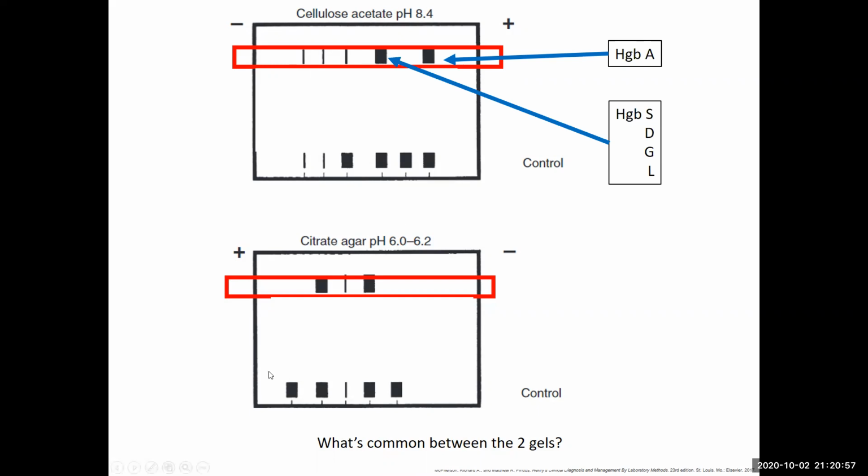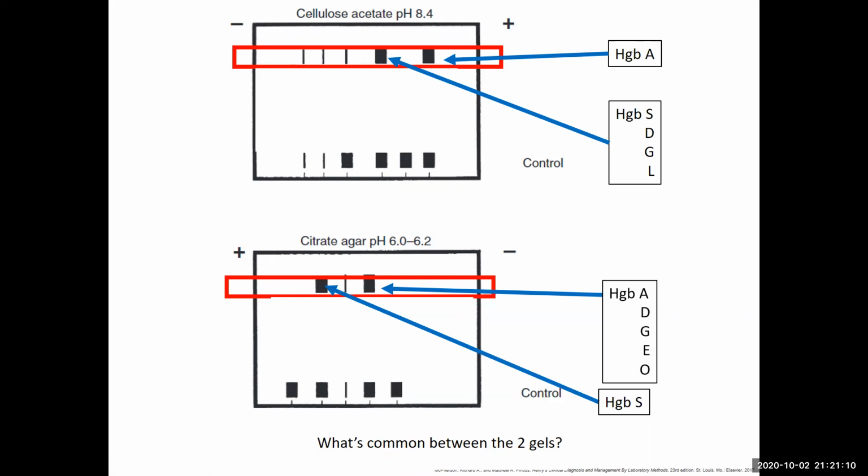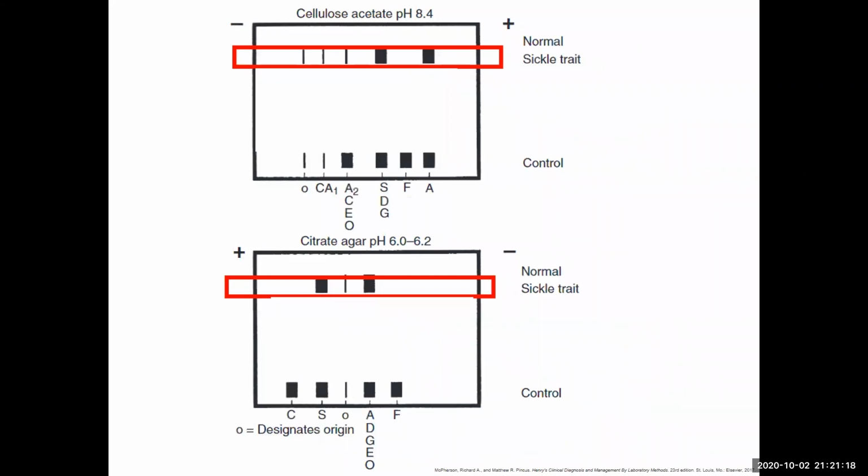And then when you look at the second gel, it's Caesar salad out, Asian food. So this one is S, hemoglobin S. And then the second one has all these mnemonics. So you have to see what is common between the two gels. So the top one is hemoglobin A by itself. The second one is hemoglobin S by itself. So this one's kind of easy. It's a sickle cell trait, hemoglobin AS.